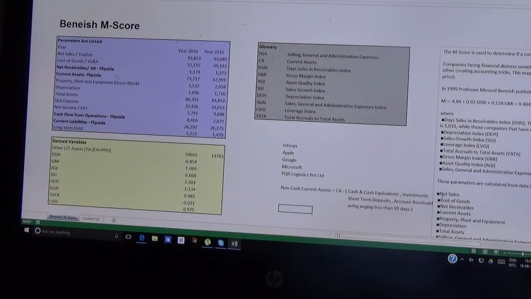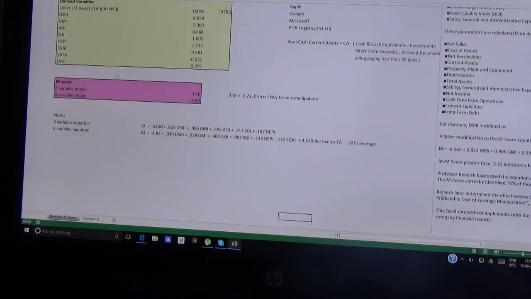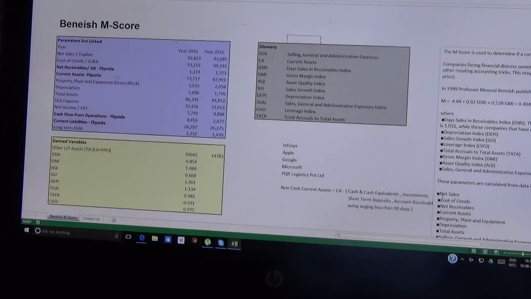Now moving forward, you have these ratios. Again the same principle applies on current liabilities as well. In liabilities, you are not going to take current liabilities, you are going to take non-cash current liabilities.